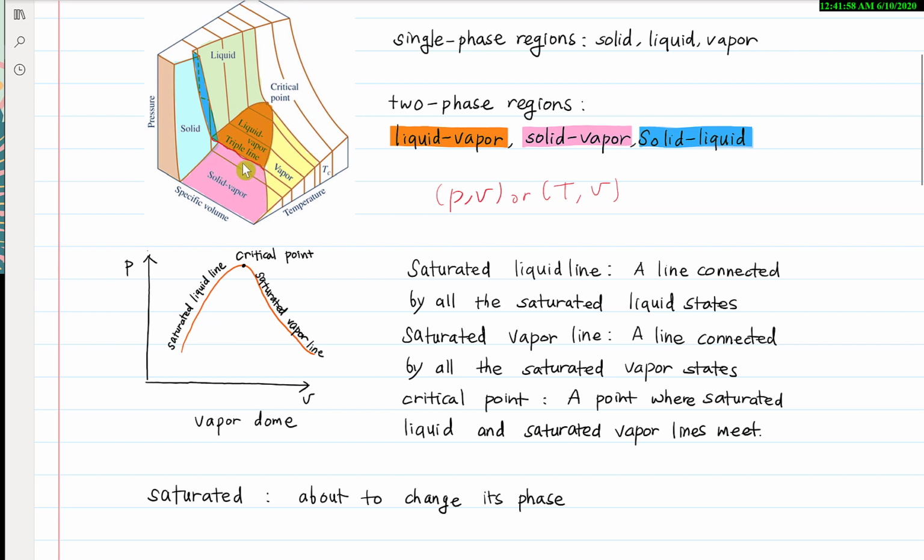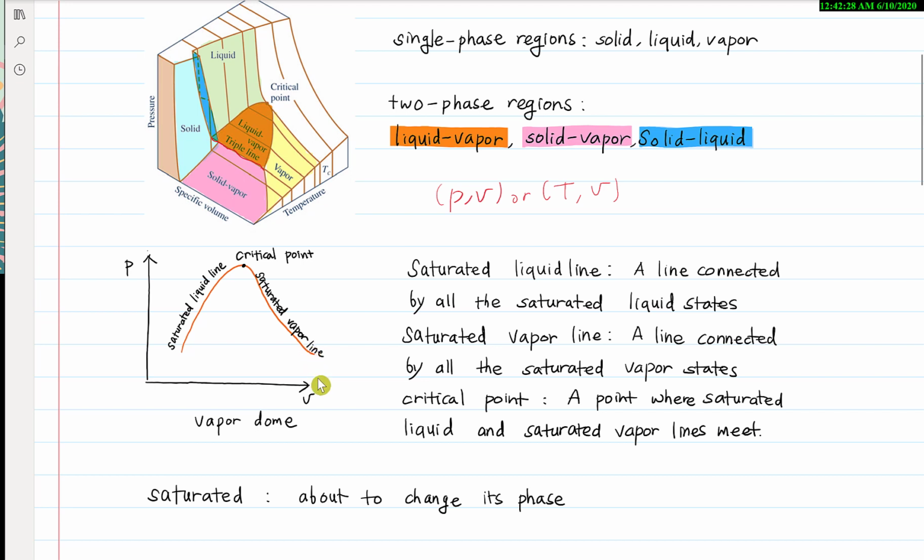If you project the orange liquid-vapor regions onto a pressure-specific volume plane, we have a curve like this. This is the saturated liquid line that connects all the saturated liquid states. This is the saturated vapor line that connects all the saturated vapor states.